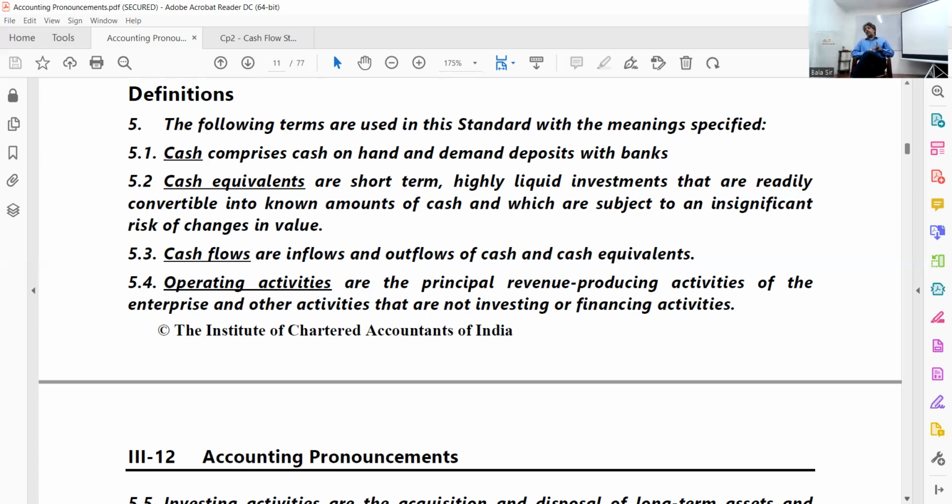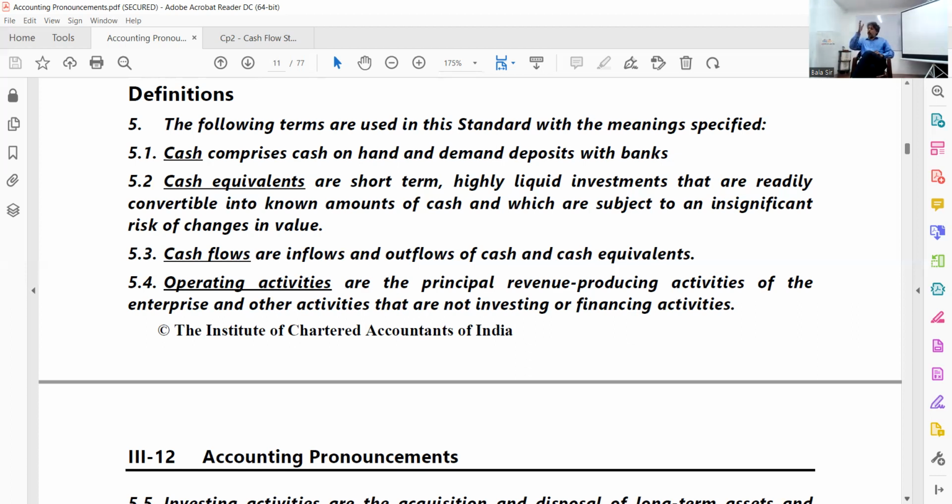Now, which one do you think I'll be teaching first? Investing. Very good. Then financing. Then operating. I'll go in that order. You might ask what the reason is, I'll tell you later. So first, let me explain the meaning of investing activities. I will not go even by the definition given in the standard.